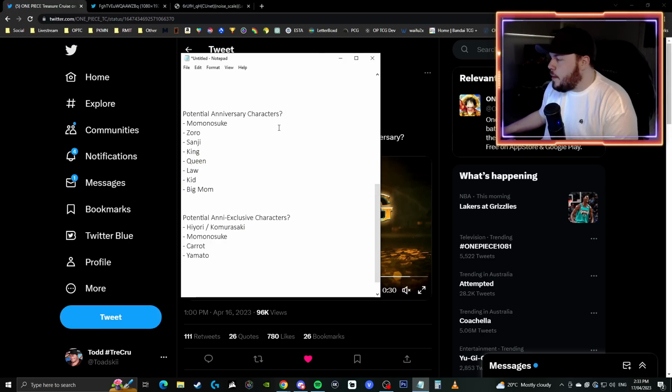But then, of course, with that, remember last year we had the introduction of anniversary exclusive characters with Hancock, Nami, and Robin, and there's a very good chance we could get the same thing here, where we have anniversary Super Sugar Fest exclusives alongside an anniversary exclusive character. These ones are a little harder to predict, honestly, but they could give us a Hiyori or a Komurasaki. I think that would kind of fit. Momonosuke might not even be a Super Sugar Fest exclusive.